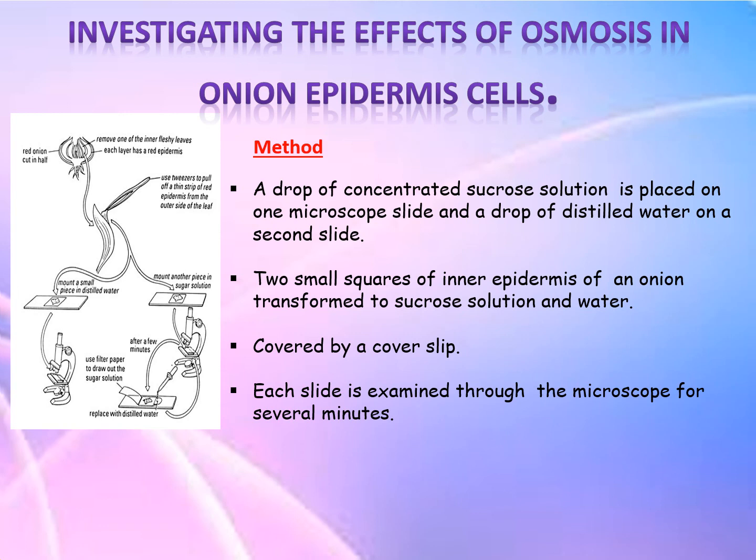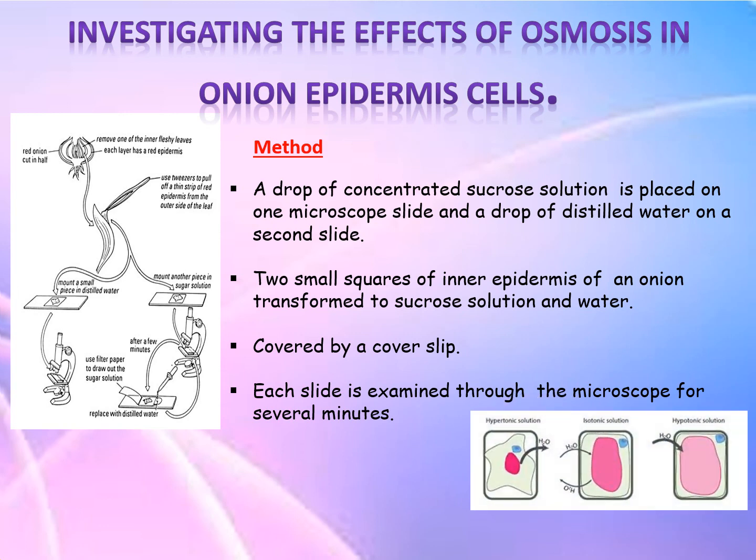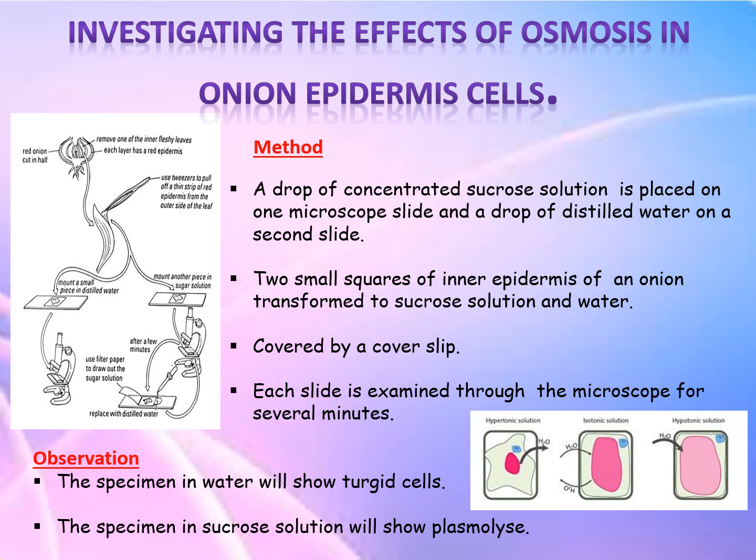Now what are the observations you can see? These are the observations you can see through the microscope. You can see the picture. We will describe the observation now. The specimen in water will show turgid cells. Why? The reason is because water enters the cell through osmosis. But the specimen in sucrose solution will show plasmolysis. It means water has gone outside from the cell.